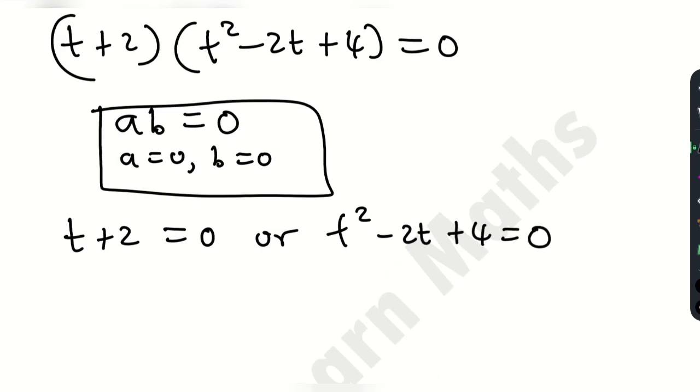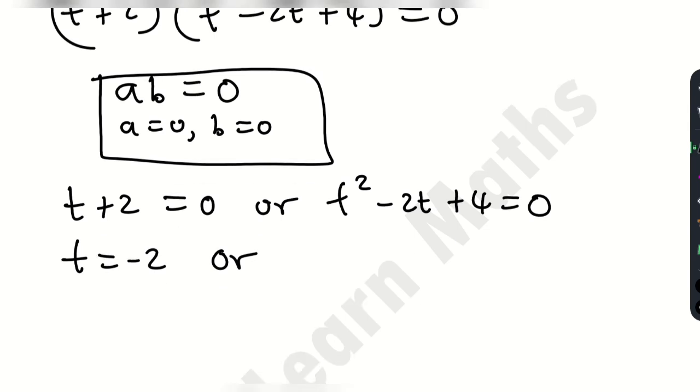So if you move plus 2 to the right hand side, you have t is equal to minus 2, as we had earlier when we took the cube root of both sides. So what about this one now? I might have a quadratic equation. I am going to use the formula method to solve this equation.